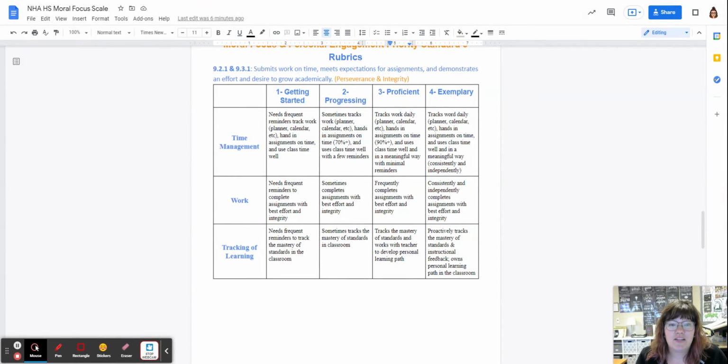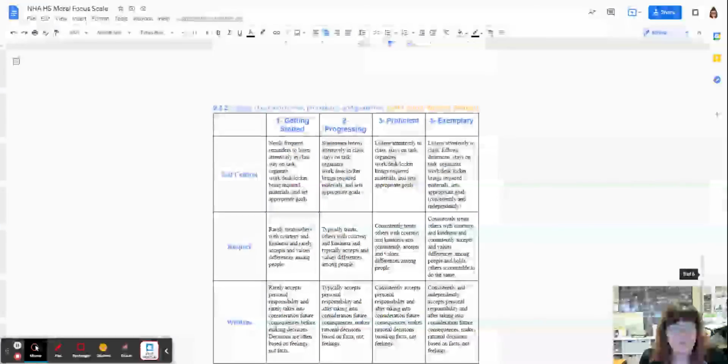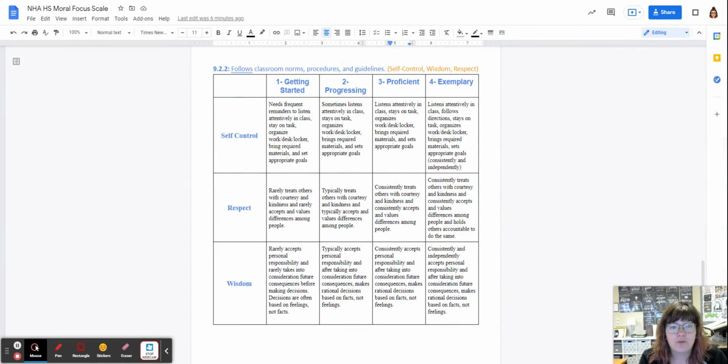Students also sometimes really like to look at a rubric, so this is a great opportunity to talk through what this looks like with students in terms of time management, in terms of work completion, in terms of tracking their learning. That's rubric number 1. That's here. Also, rubric number 2 is following classroom norms, procedures, and guidelines. So writing this out and helping students know what this looks like on a day-to-day basis in your classroom.